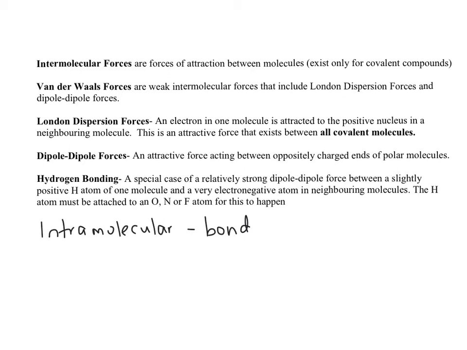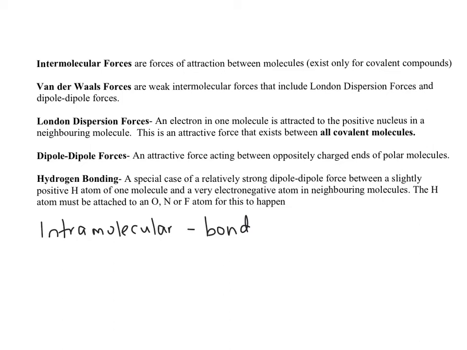Hydrogen bonding. This is the special case of a relatively strong dipole-dipole force between a slightly positive H atom in one molecule and a very electronegative atom in a neighboring molecule. However, there's a caveat here. The hydrogen atom must be attached to an oxygen, nitrogen, or fluorine atom for this to happen. So that slightly positive H is attached to an oxygen, nitrogen, or fluorine.